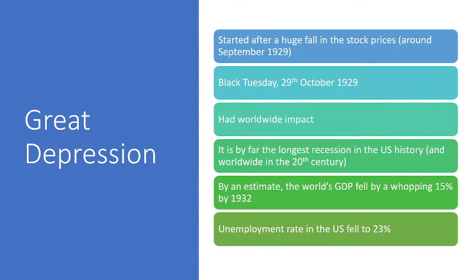It started after a huge fall in the stock prices around 1929, September of 1929 to be exact. For a variety of reasons, the stock market fell, and there was a huge fall in the stock prices on 29th of October 1929, also known as Black Tuesday. So the recession actually started in September of 1929, and it was huge.